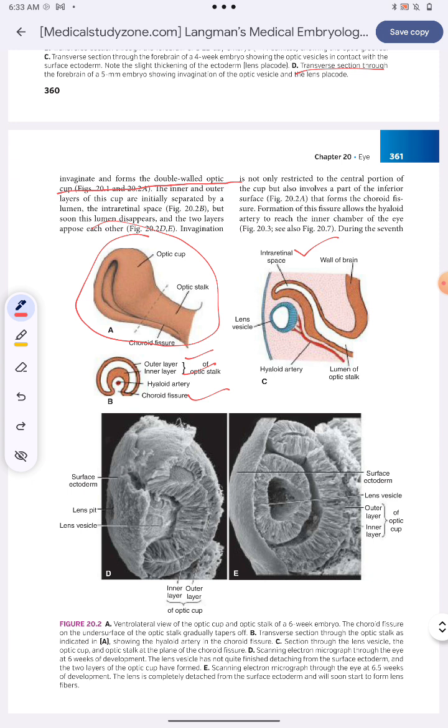This is the wall of the brain, and this is somewhat present laterally in the brain, and this is the choroid fissure seen laterally cut. So this is the lens vesicle and the hyaloid artery supplying it, right?